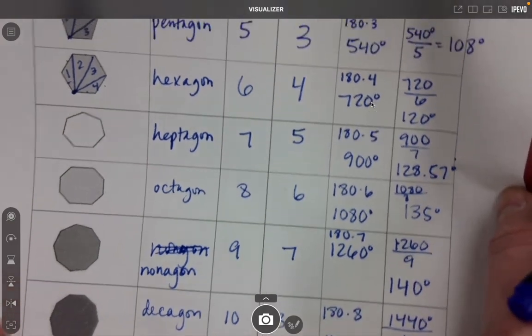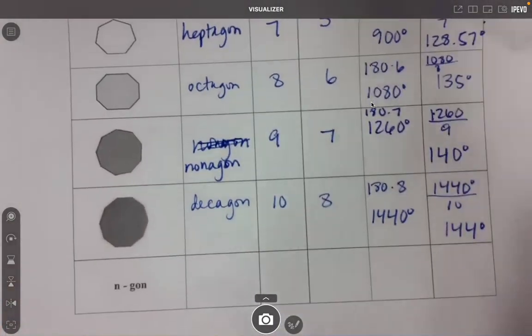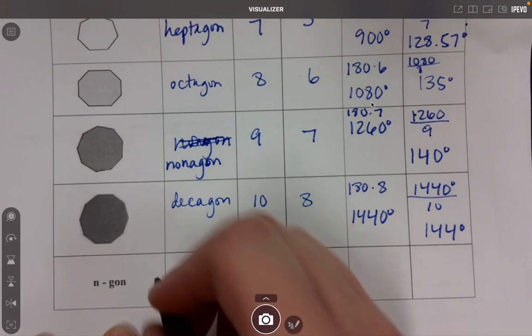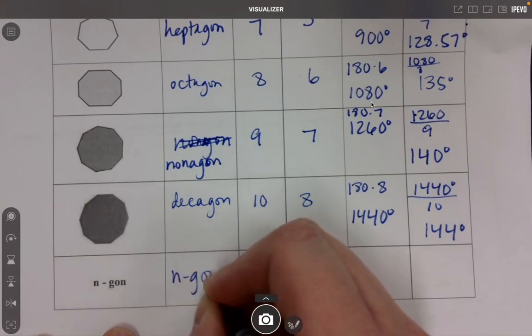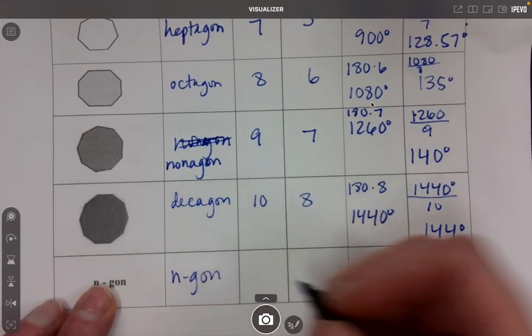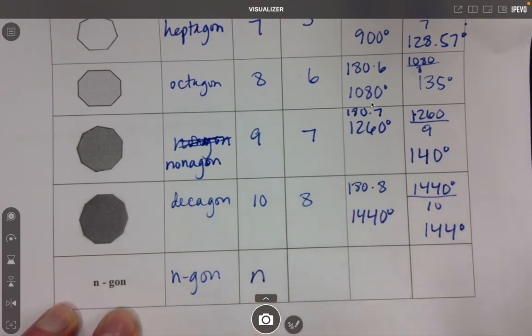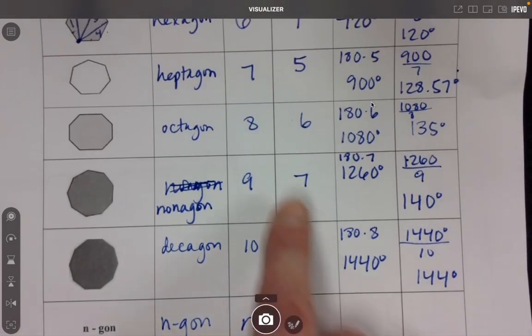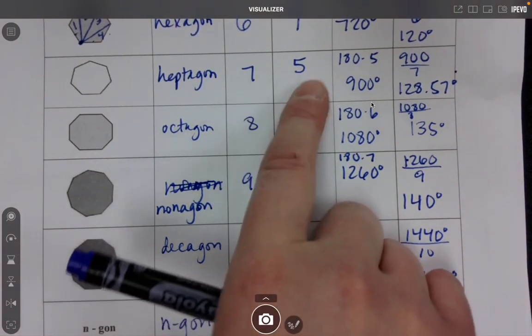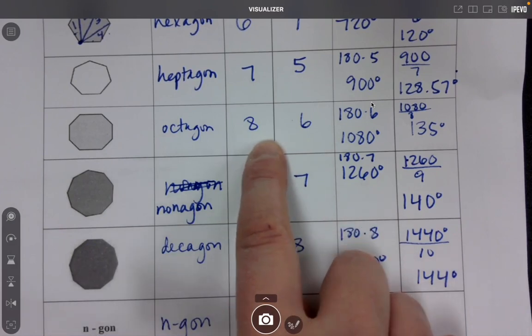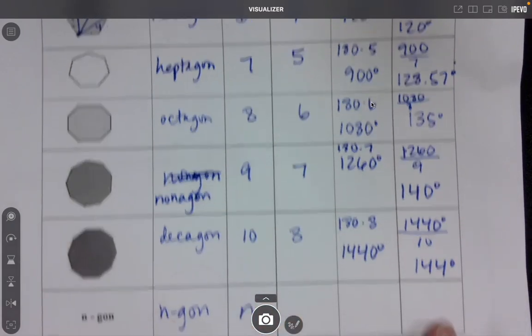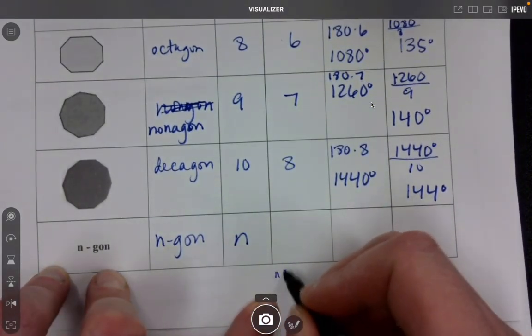So let's think about what's going on. If I have an n-gon, it's called an n-gon. But then how many sides do I have? Well, if it's an n-gon, that means by definition there's n sides. And then we want to think about the number of triangles formed. So let's look at the pattern here. If I have 7 sides, I've got 5 triangles. If there's 8 sides, I have 6 triangles. So it's always 2 less.